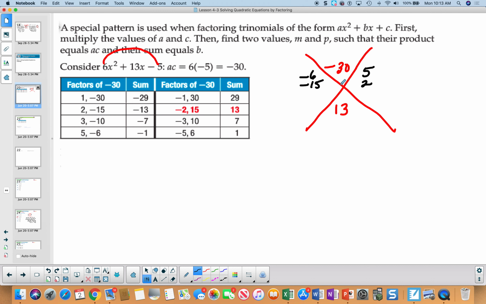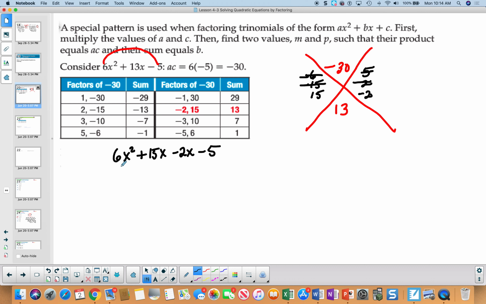Now, negative 15 and positive 2 do make the negative 30, and when you add them up, they make a negative 13. So how about if we change it to 15 and negative 2? So we're going to cross these guys out. We don't want these. So let's take a look. These two multiply to be negative 30, and when you add them, they make positive 13. So we're going to rewrite 13x, and we're going to write it as plus 15x minus 2x minus 5.